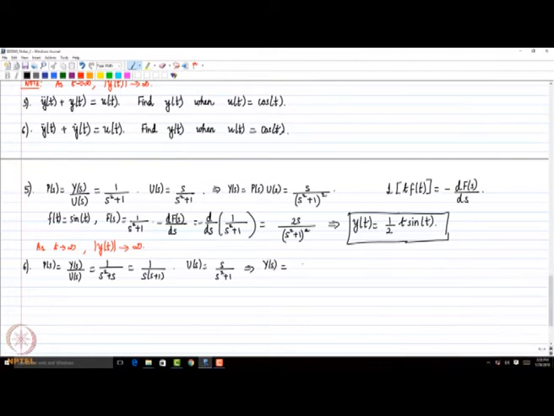So y of s is going to be equal to p of s times u of s, which we are going to get as s divided by s times s plus 1 times s squared plus 1. Correct? So the s and s will cancel off. So what we are going to have is 1 divided by s plus 1 times s squared plus 1. So this will be a by s plus 1 plus bs plus c over s squared plus 1.